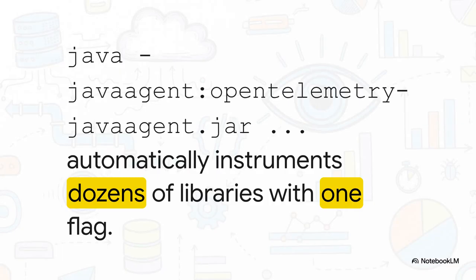The Java world has this incredibly powerful tool, the OpenTelemetry Java agent. You just add one little argument when you run your app, that Java agent flag, and boom. It automatically instruments dozens of popular frameworks right out of the box. We're talking Spring, JDBC, Kafka, Redis, you name it, it's probably covered.